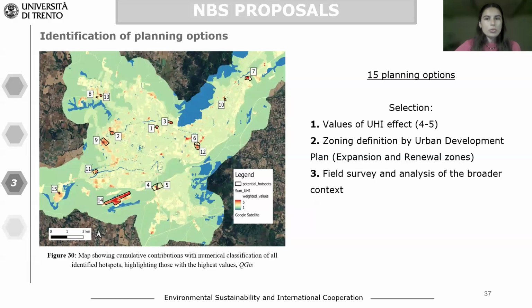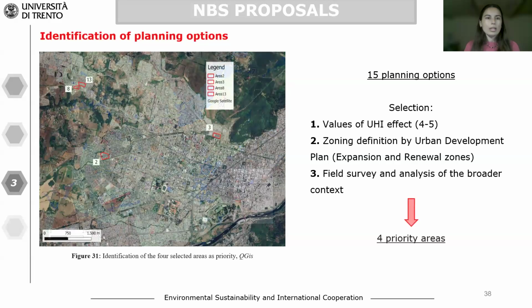Another approach used to prioritize the most vulnerable areas involved 3 different criteria. In my case, the zoning definition from the master plan, the field surveys, and the urban heat island effect values. From this selection, among the 15 different hotspots that I chose, I selected only 4 priority areas, which are shown in this map.